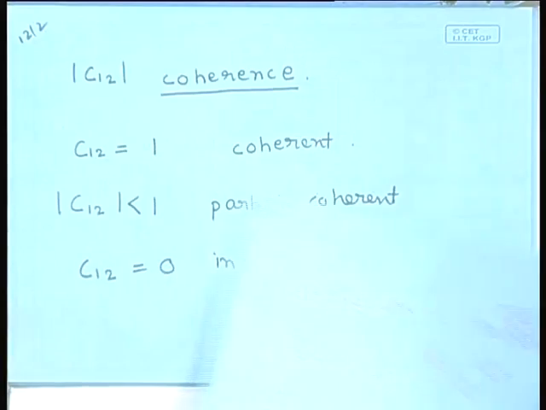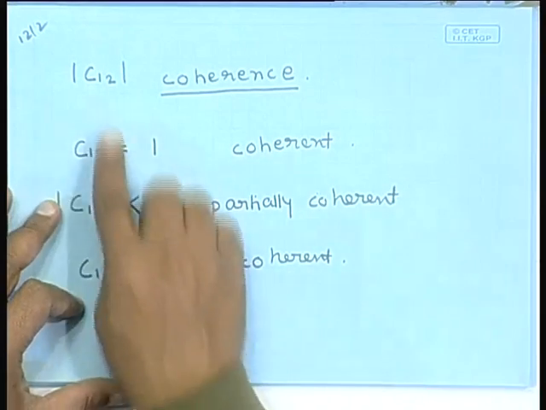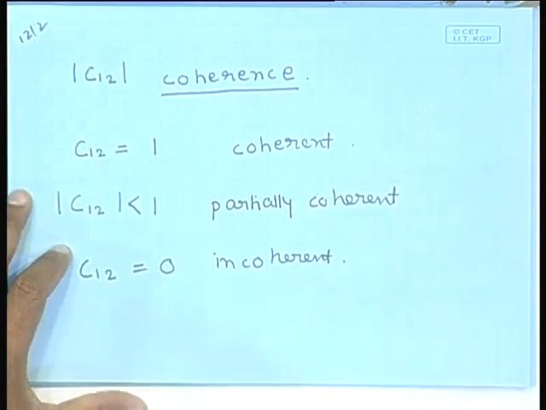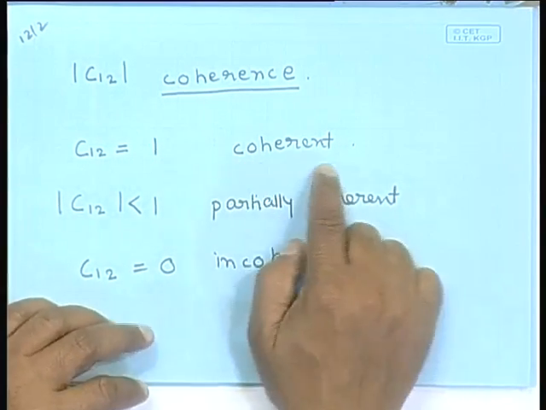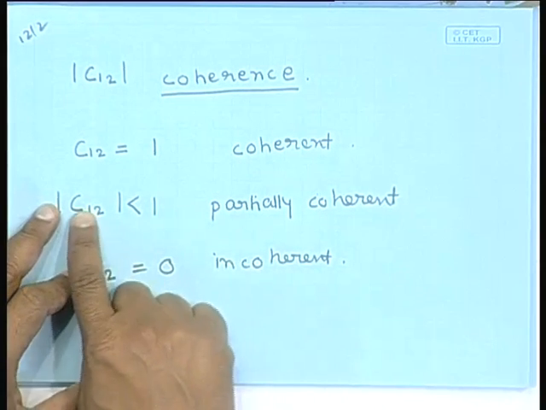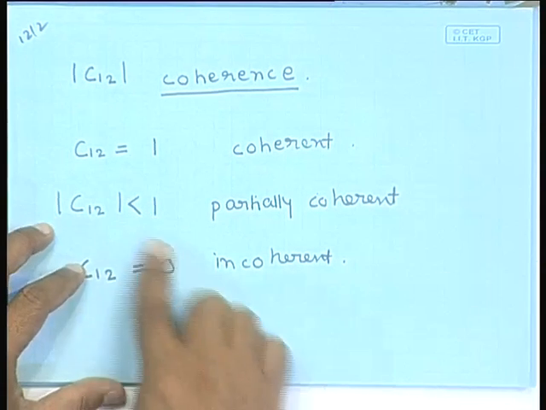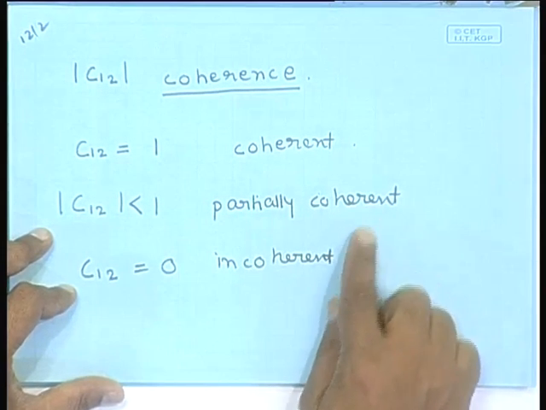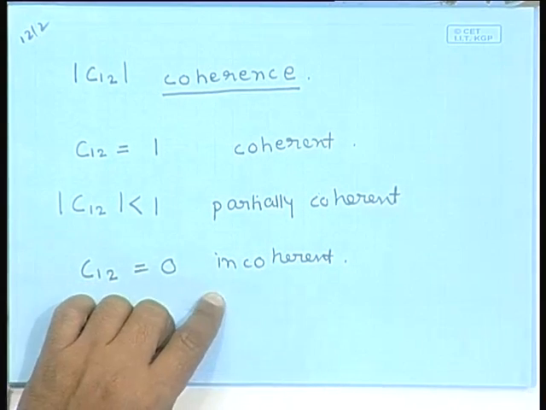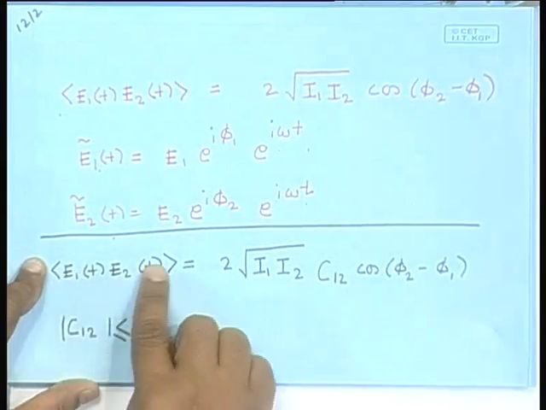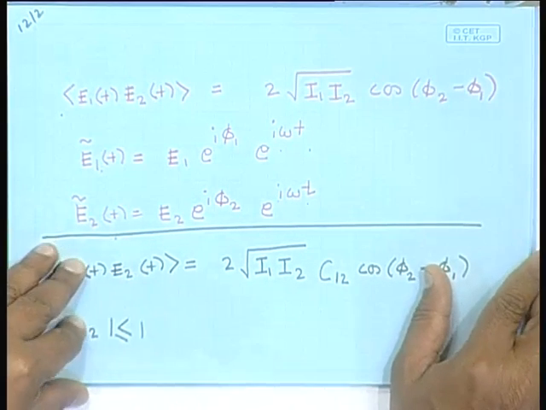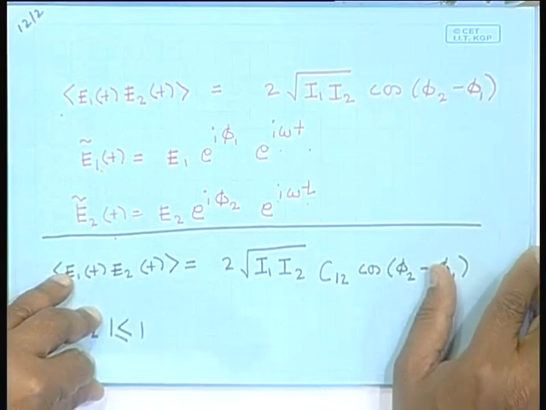And this coherence is precisely equal to 1 when the two waves are perfectly coherent, which occurs when they are exactly sinusoidal waves. The two waves are partially coherent when this is less than 1, which is the situation that you usually encounter, and the two waves are said to be incoherent if this coefficient is 0. So, if the two waves are incoherent, the time average of the product of these two waves is going to be 0. They are incoherent. So, there will be no interference when the two waves are incoherent.